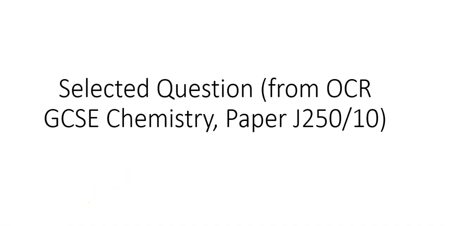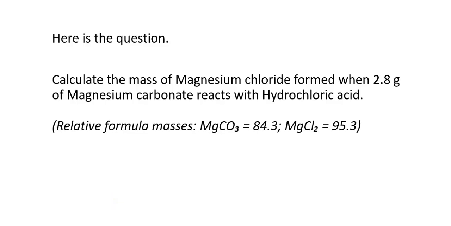In today's lesson, we'll be answering a selected question from OCR GCSE Chemistry paper J250/10. Here's the question. Calculate the mass of magnesium chloride formed when 2.8 grams of magnesium carbonate reacts with hydrochloric acid. The relative formula masses of magnesium carbonate and magnesium chloride have been given as 84.3 and 95.3 respectively.